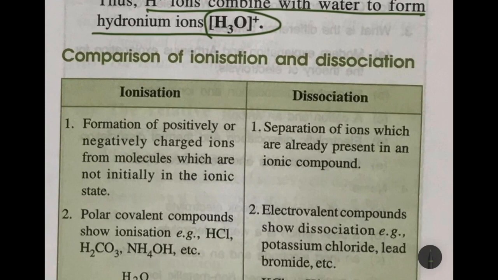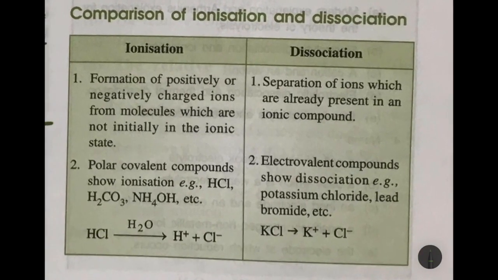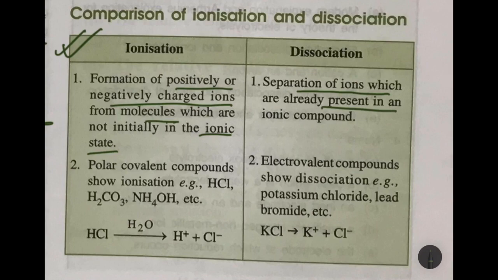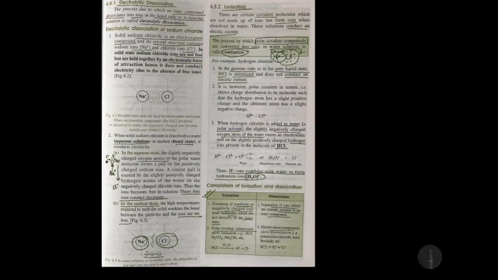Now comparison of ionization and dissociation, children. This table is important. Ionization means formation of positively or negatively charged ions from molecules which are not in the ionic state, they are covalent. But when we talk about dissociation, we are talking about the separation of ions which are already present in an ionic compound. Ionization is seen in polar covalent compounds, but dissociation is seen in electrovalent compounds, and examples are given here.